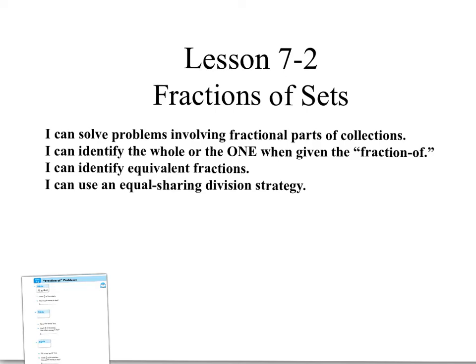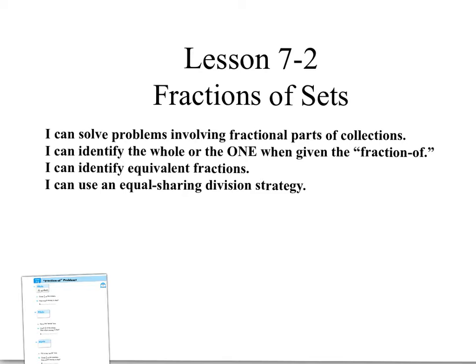Alright, boys and girls, today's lesson is lesson 7-2, fractions of sets. At the end of the lesson, you should be able to say, I can solve problems involving fractional parts of collections. I can identify the whole or the one when given the fraction of. I can identify equivalent fractions, and I can use the equal sharing division strategy.